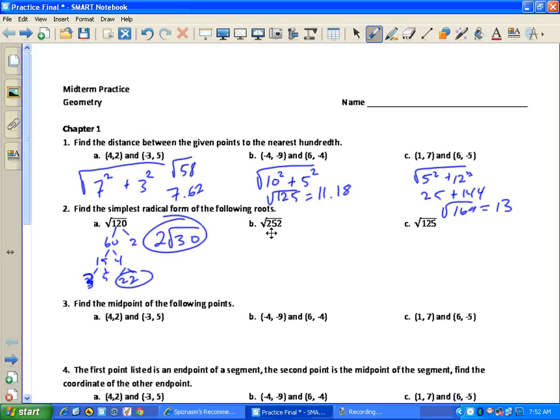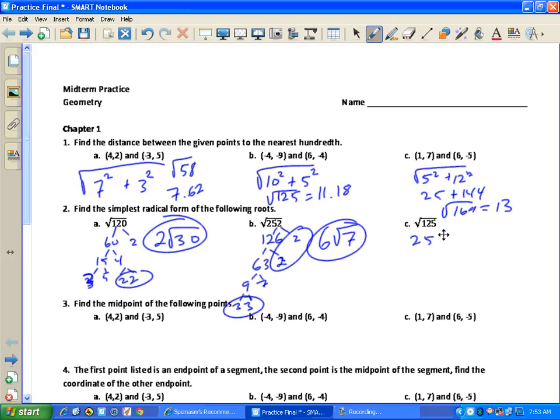252. We could just take 2 out to start. Okay, if I take 2 out, I'm going to get 126. Okay, I can take 2 out again. That would make this 63, which is 9 and 7. 9 is 3 and 3. So I got a pair of 3's, pair of 2's. So that's 2 times 3 on the outside and 7 on the inside.